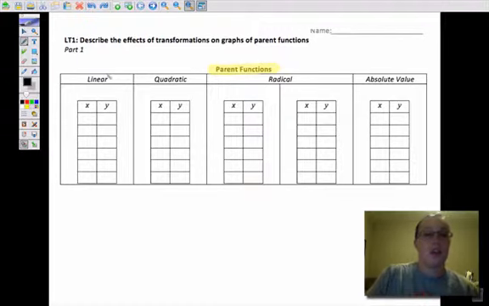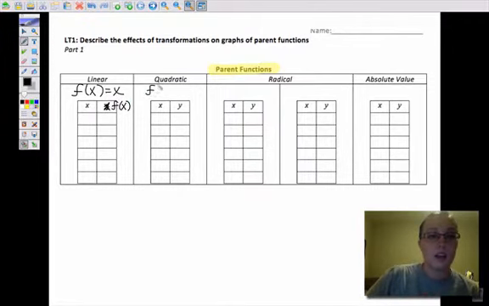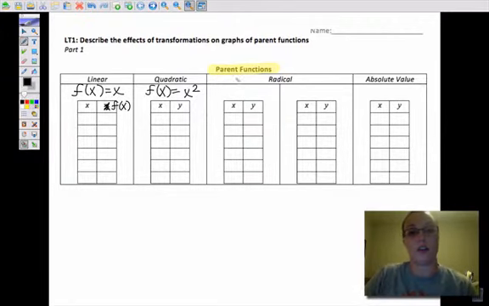So the equations for these, I'm going to write them in function notation here. f of x equals x. And remember, f of x would be our output, x is our input. Okay, so really in our table we could have, instead of y, f of x in this column. Input, output. Quadratic, the basic parent function is x squared, y equals x squared, or f of x equals x squared.